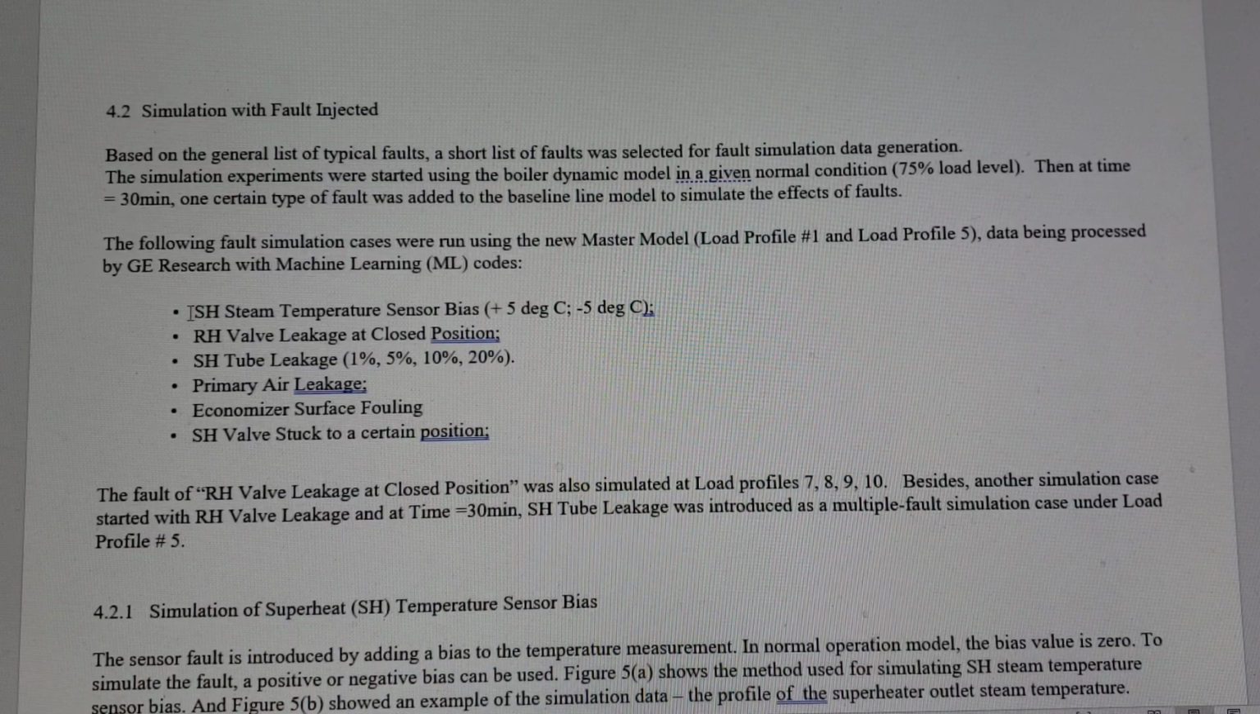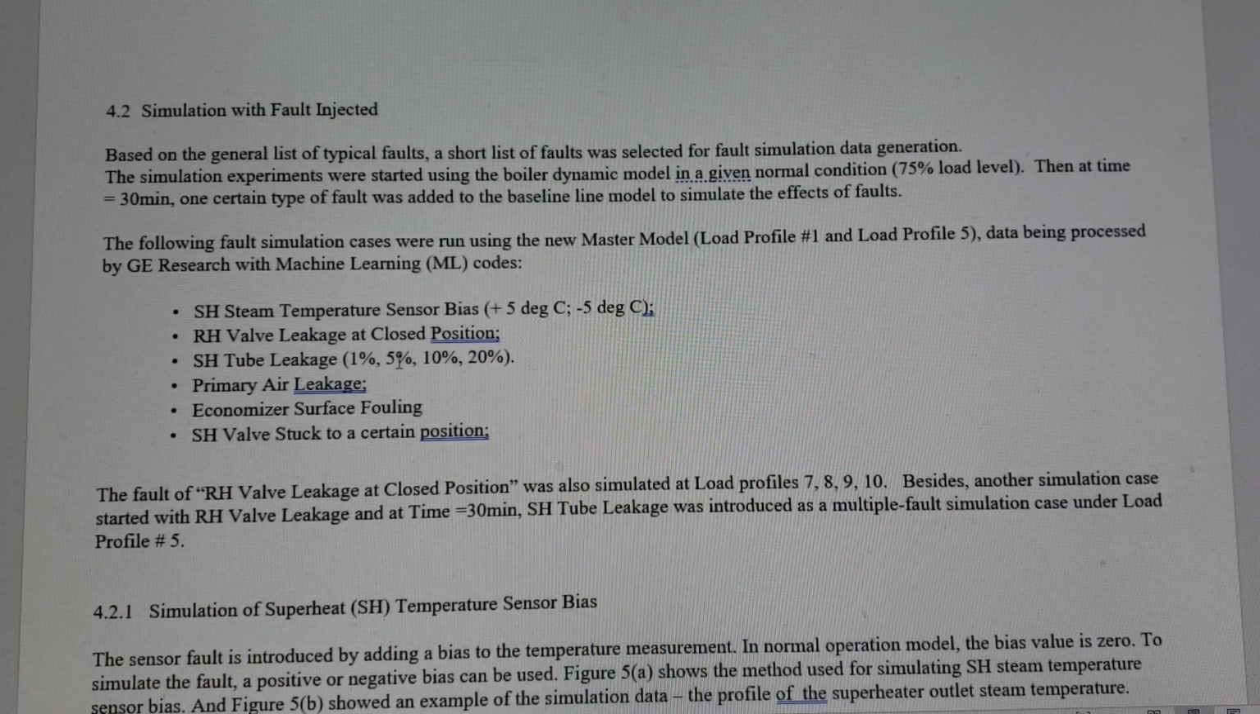For example, to simulate a CPU temperature sensor bias, it means you get inaccuracy or errors of plus or minus some degrees Celsius. Or the valve leakage at closed position means the valve is at a closed position but still has flow. That's the operating force of the valve, and there's tube leakage.